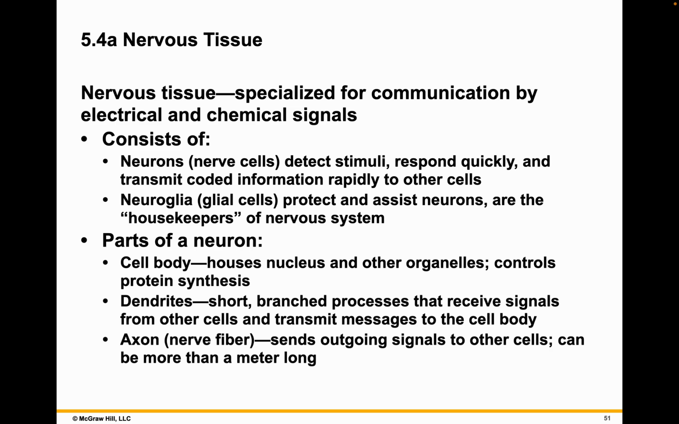It has dendrites, which are branching processes that receive signals from other cells and deliver them to the cell body, and an axon, which sends an outgoing signal to other cells. It can be very long, up to a meter, and although there's generally only one axon, it can make contact at its end with several different target cells.